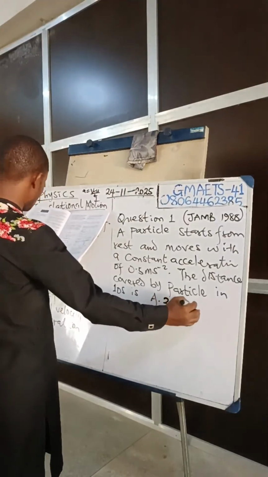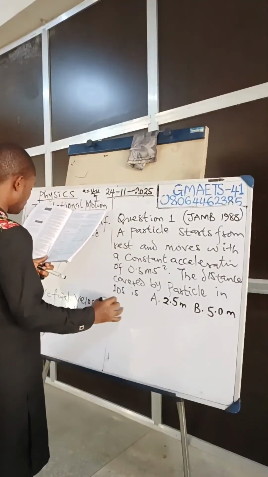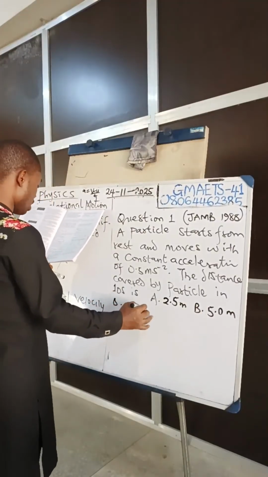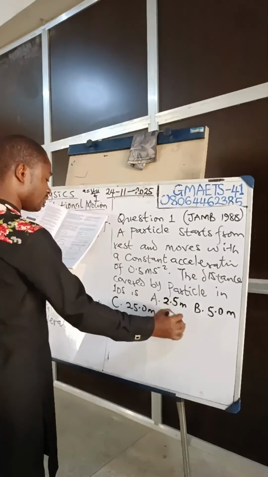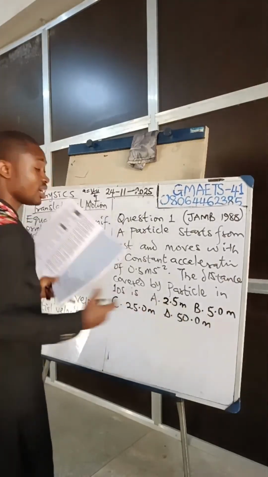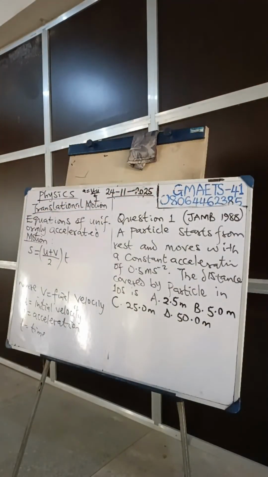Option A is 2.5 meter. Option B is 5.0 meter. Option C is 25.0 meter. And then option D is 50.0 meter. These are the options given to us. Have you solved it? That's sharp. Okay, let us hear from you.